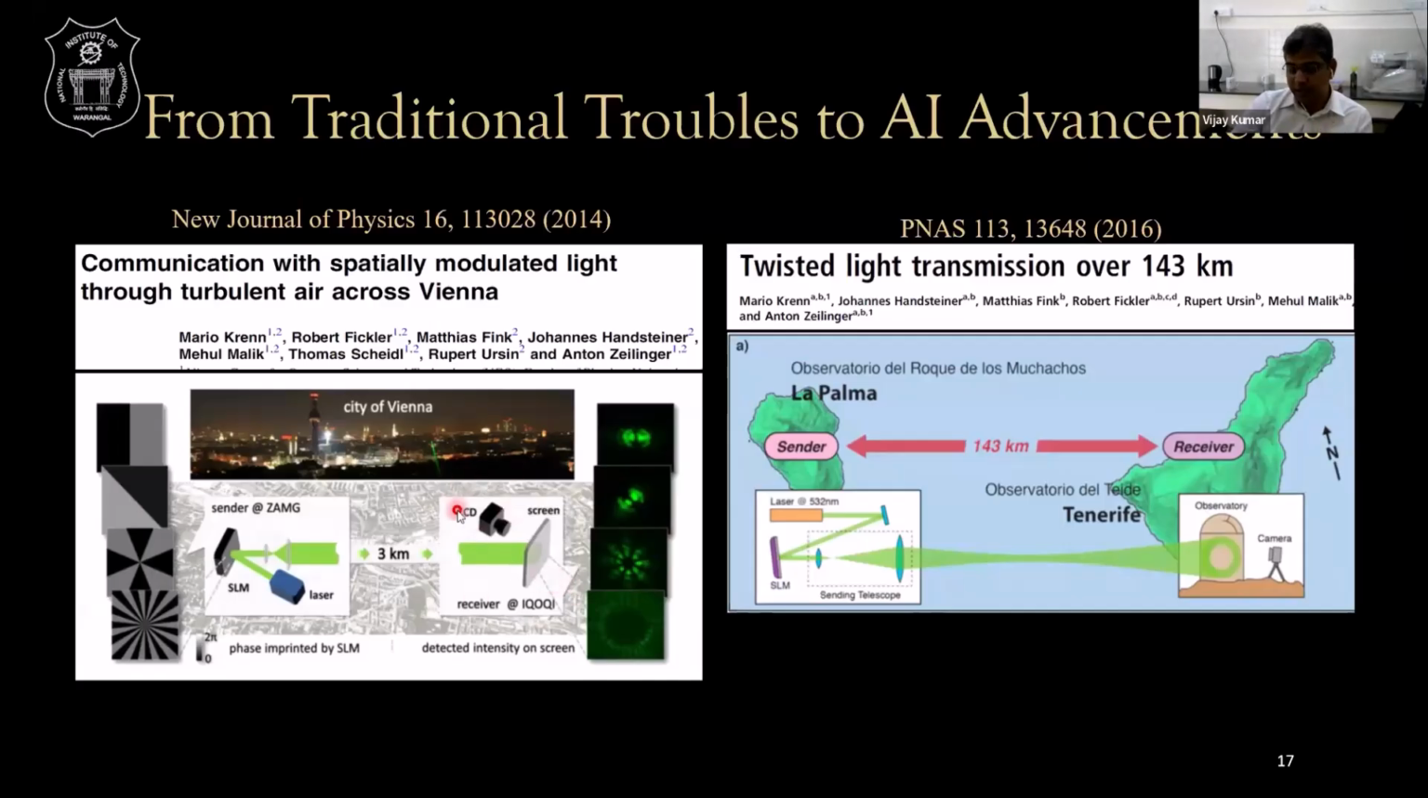At the receiver end, they used a simple CCD camera, took the image, and fed that image to a machine learning model, nothing but computer vision. Once the computer vision model is trained, it is able to identify which beam it is. So this is the conventional way. Using AI, people reported it for the first time in 2014, and they did it for 3 kilometers, and the same thing they extended to 140 kilometers in 2016.